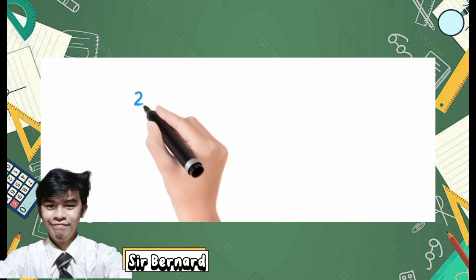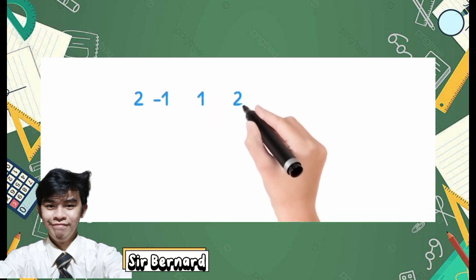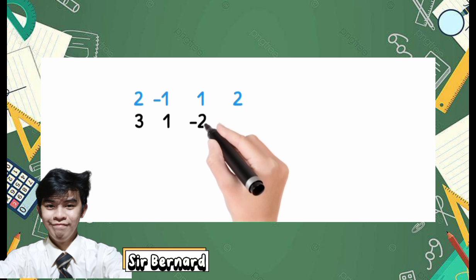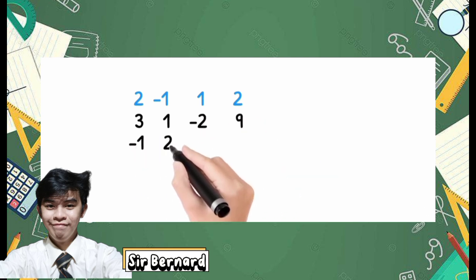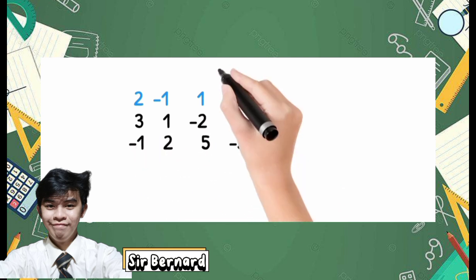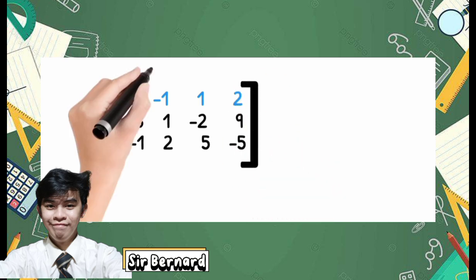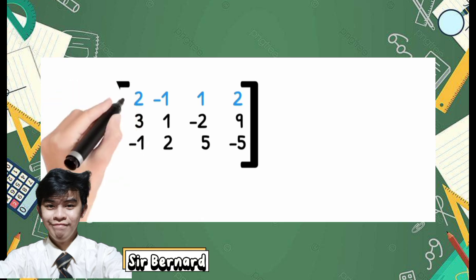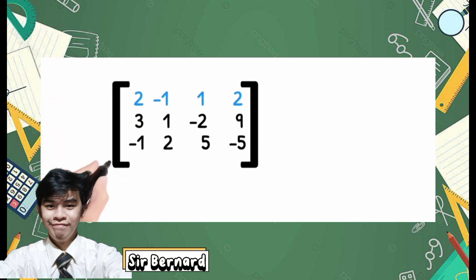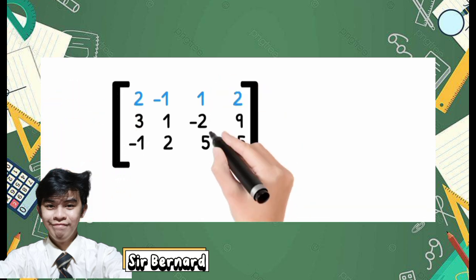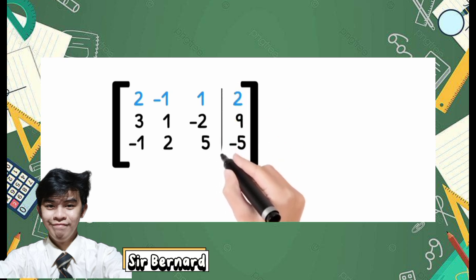The first thing I'm going to do is simply turn this into a matrix. Our first row, we will use the coefficients 2, negative 1, 1, and 2. The second row, 3, 1, negative 2, and 9. And the last row, negative 1, 2, 5, and negative 5.